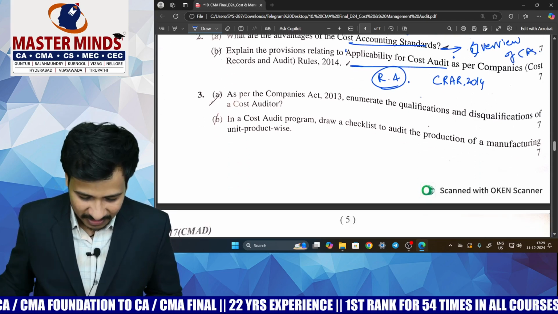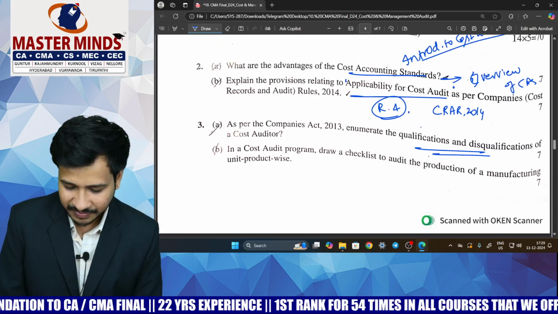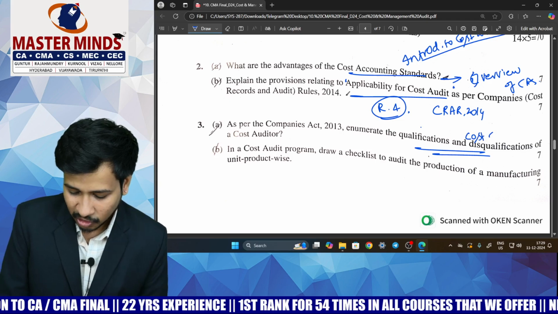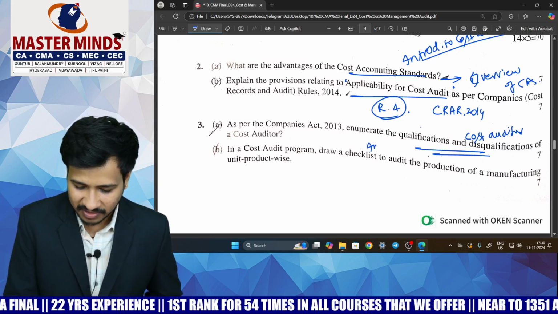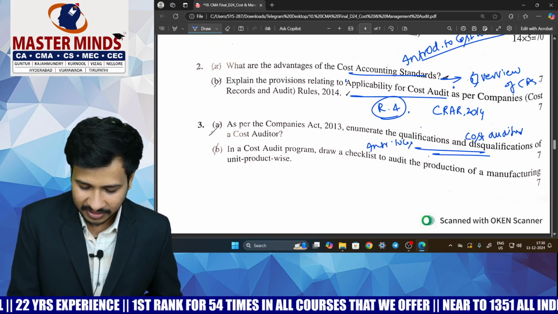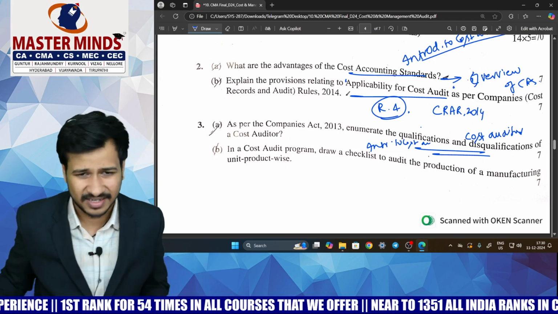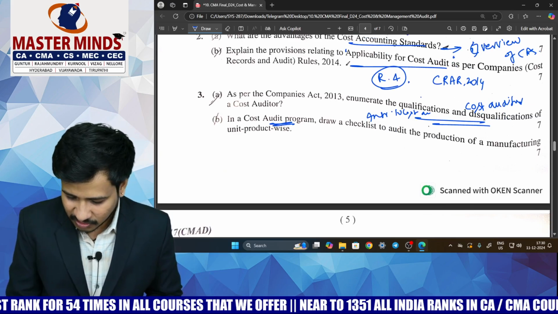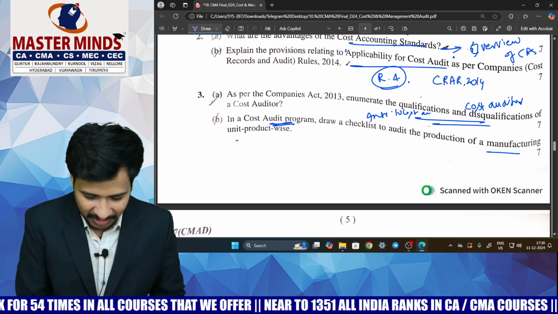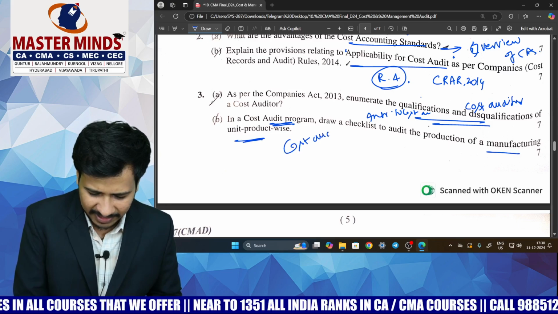As per the Companies Act 2013, enumerate the qualifications and disqualifications. This was actually covered under cost auditor in the institute material, but we have covered the same in introduction to cost audit, since it is prima facie very easy if you cover it there. Next, in a cost audit program, draw a checklist for the production of a manufacturing unit, product wise. It's very simple; a direct question from cost audit program.